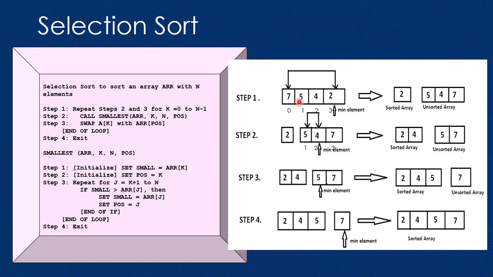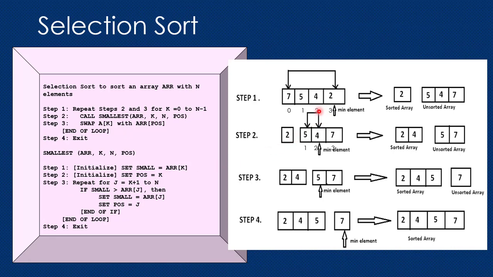So 7 is greater than 5. So in this case what we are going to do, small is equal to array of j. So now small becomes 5. Okay, and position equals j, and what is the position now? The smallest element position is 1. Okay, and this loop actually repeats itself.